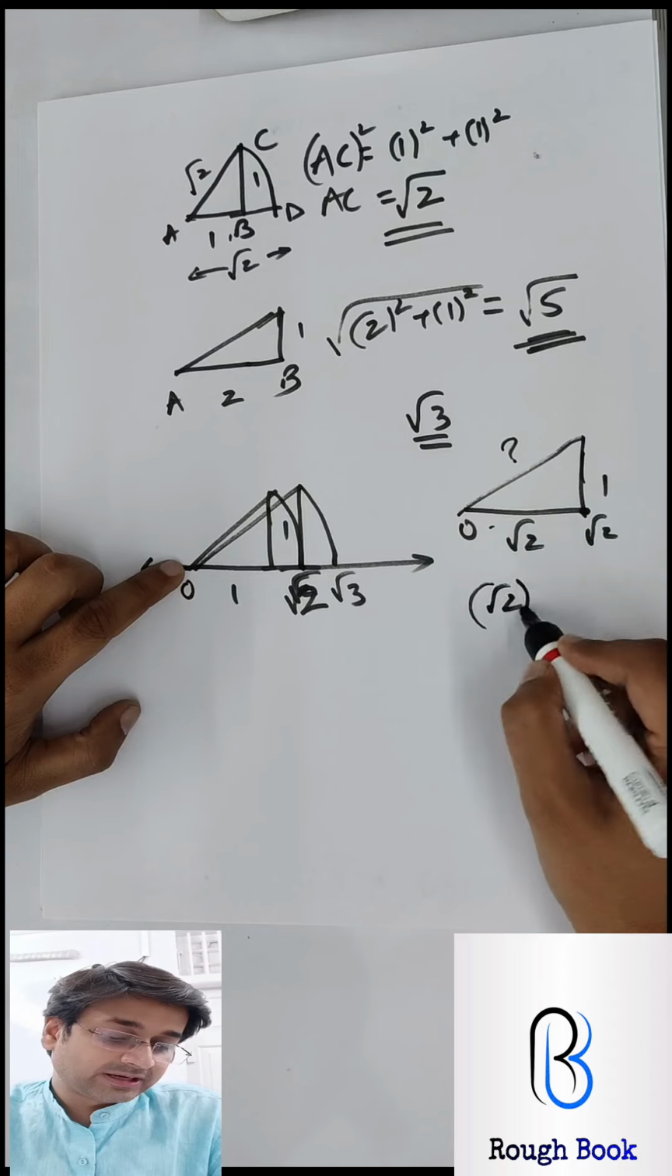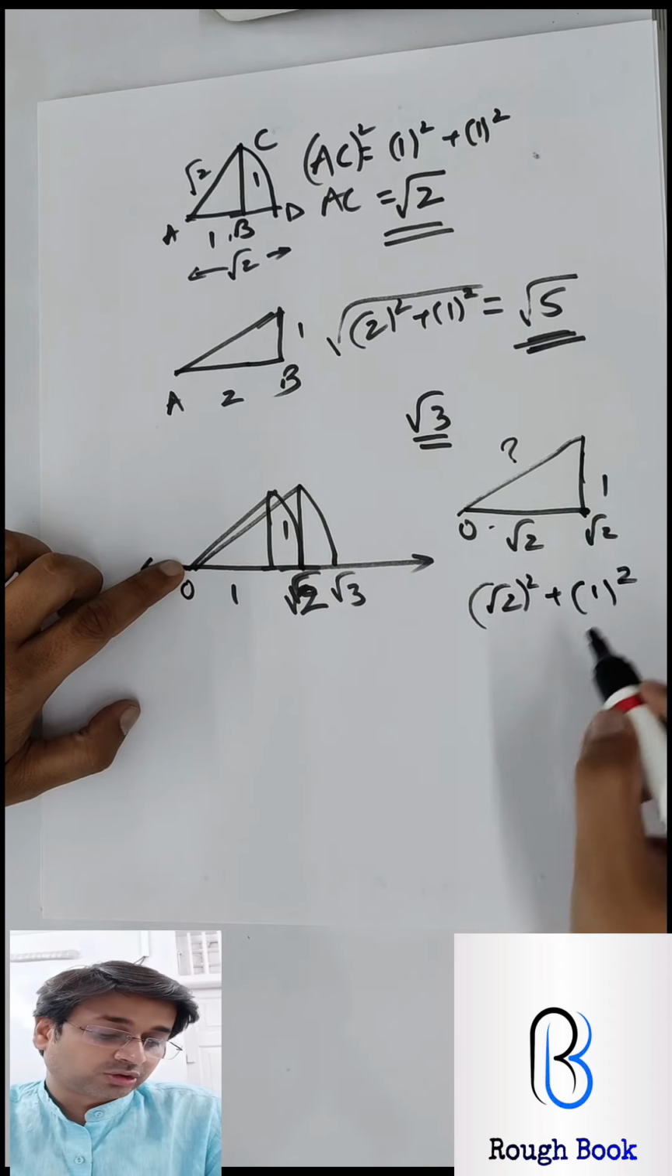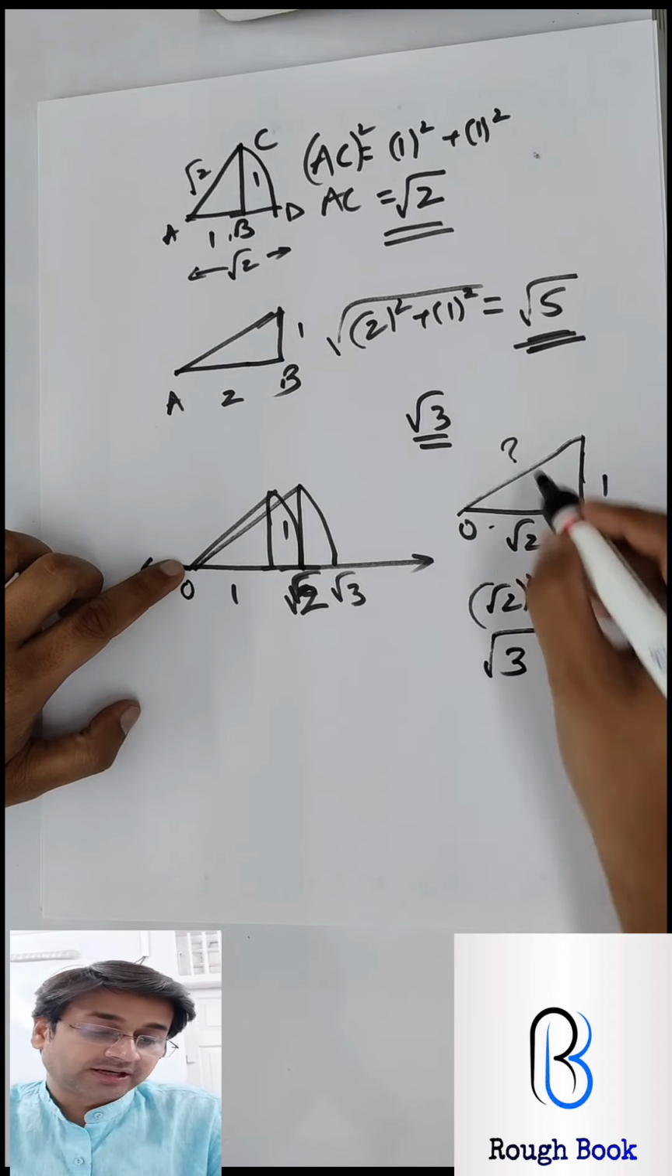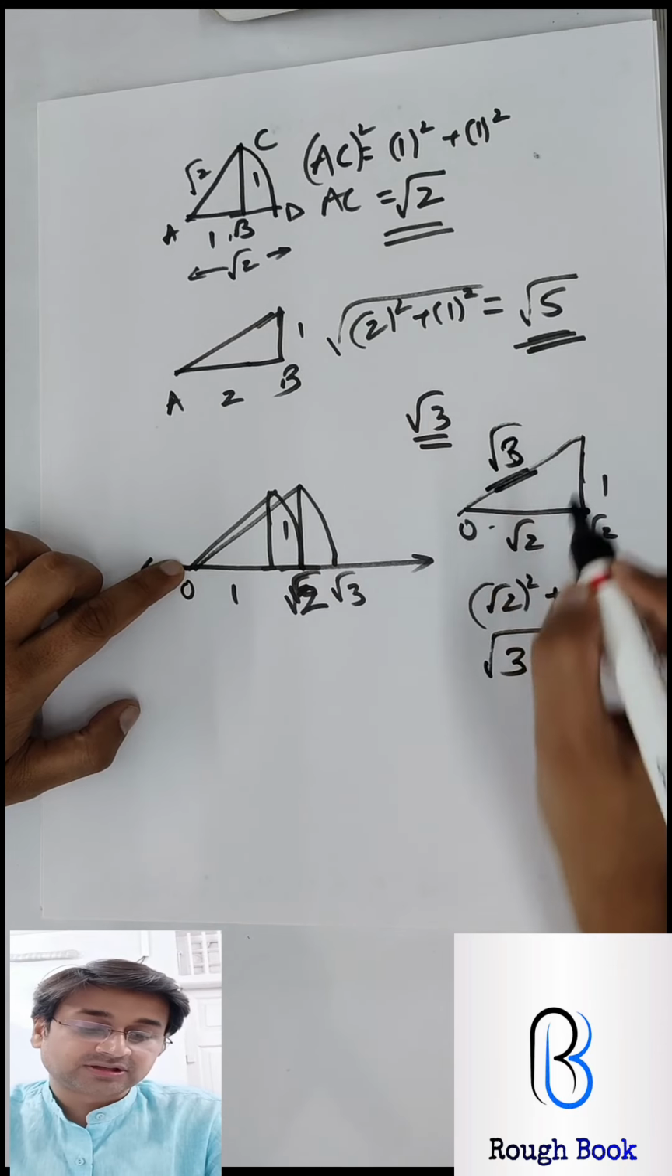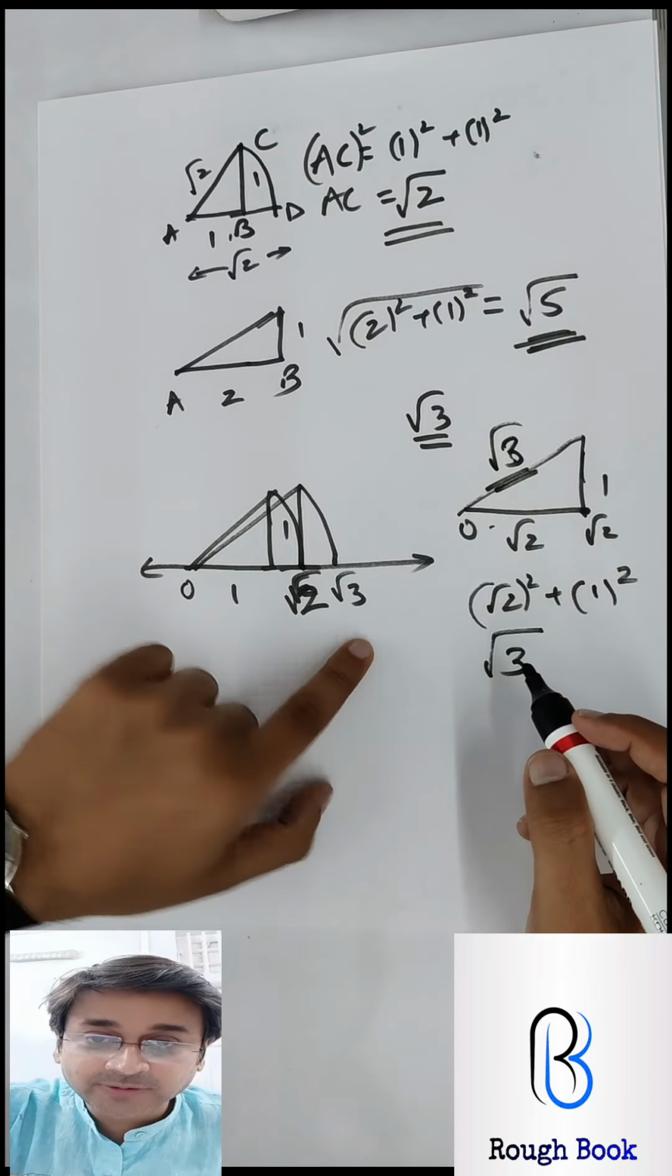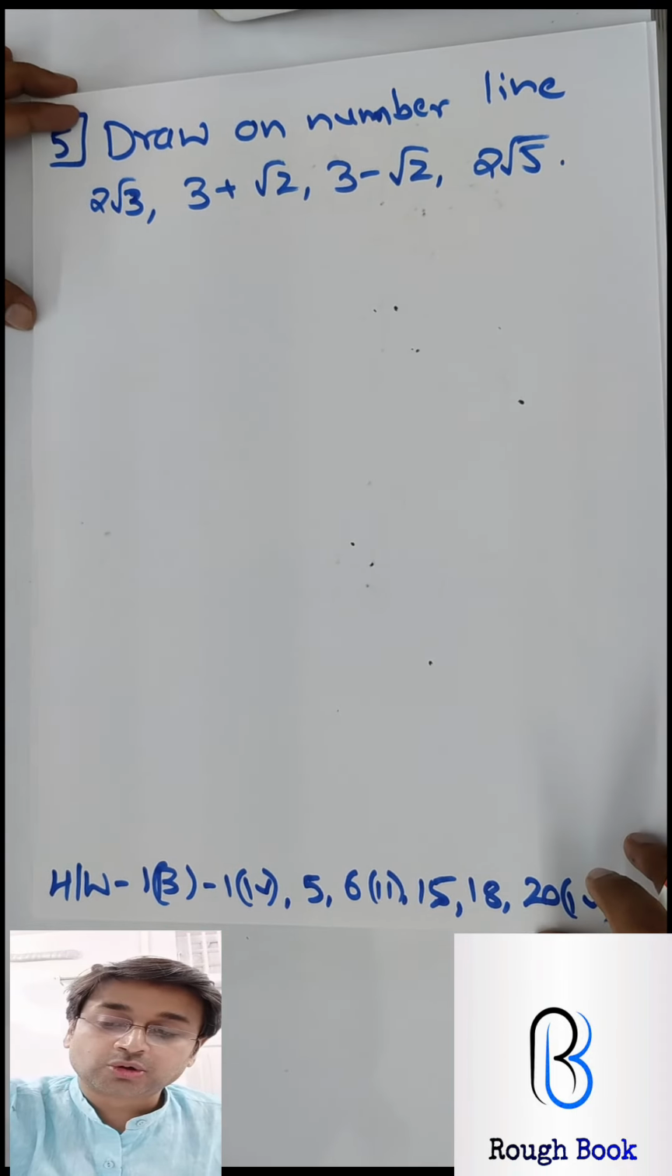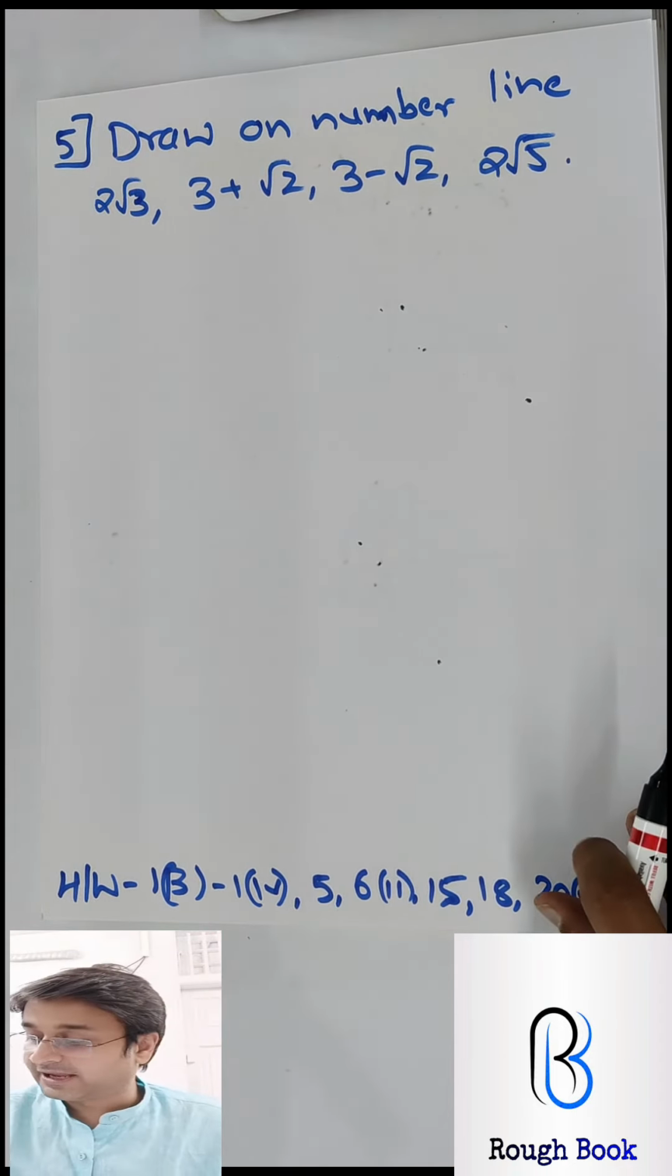Root 2 square plus 1 square. So 2 plus 1, 3 under the root. So this becomes root 3. Do you understand why root 3 now? Yes, that's what your first part of the question is. Draw 2 root 3 on a number line.